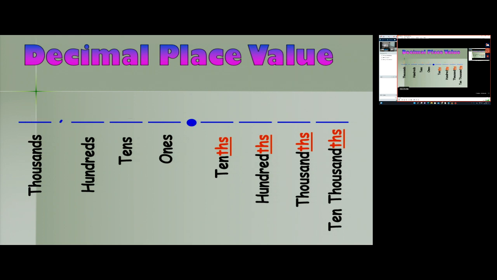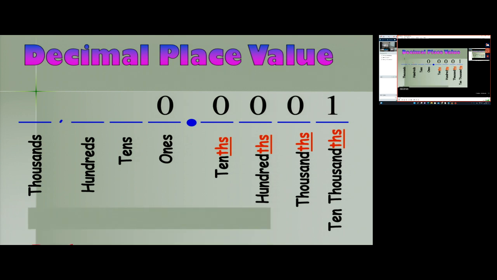One more. How about this one? How about this number? 673 and 4 thousandths. Very good. Okay? No question? You understand?